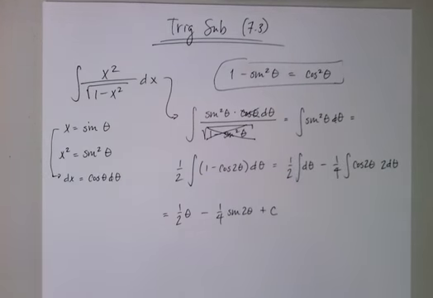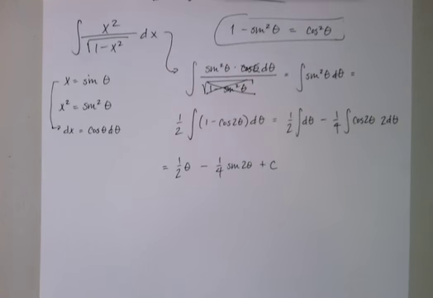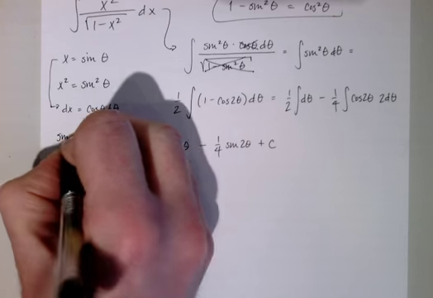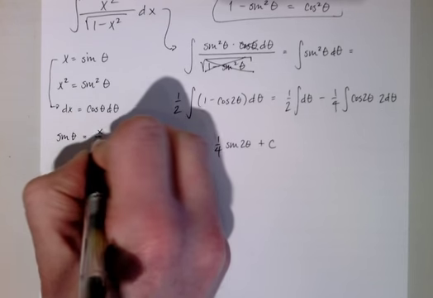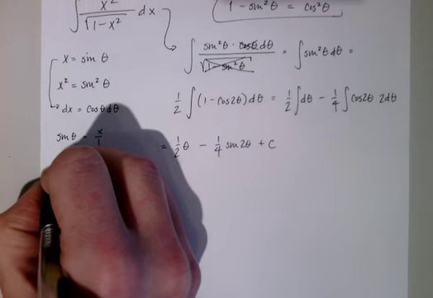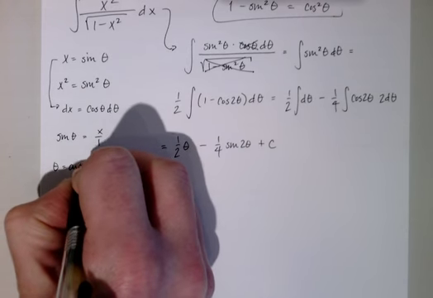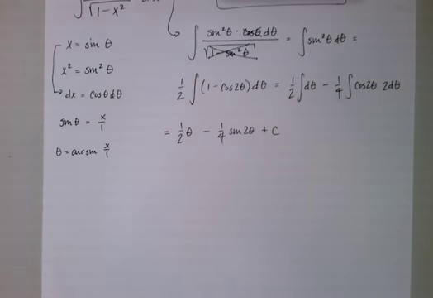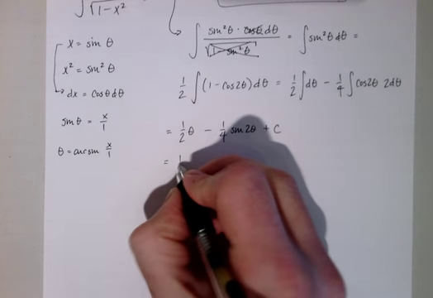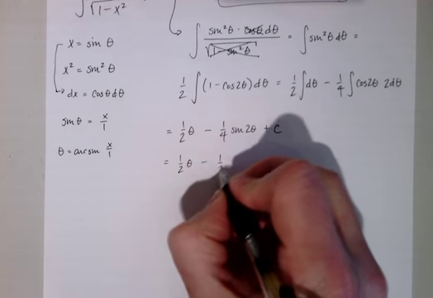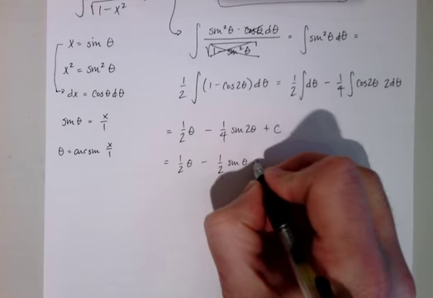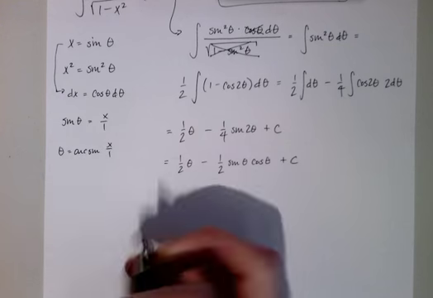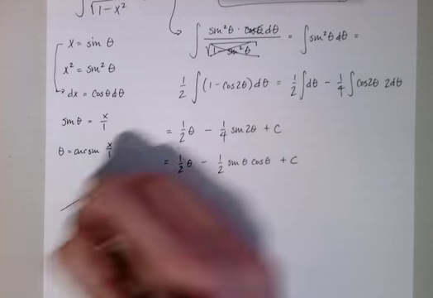Well, it's still in terms of theta. And that's going to be a little bit of a problem, especially since I can actually get sine theta is equal to x over 1, or theta is equal to arc sine of x over 1. But what about sine of 2 theta? Well, just double angle identity that bad boy, and you're going to wind up with 1/2 sine theta cosine theta plus c.